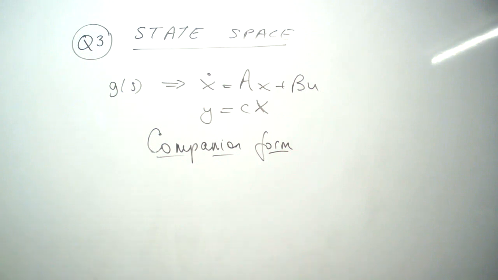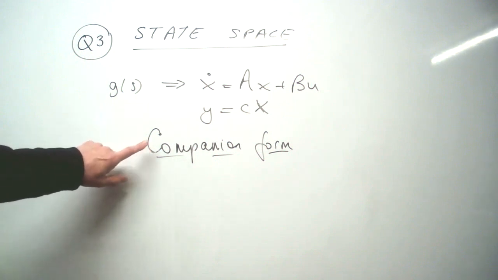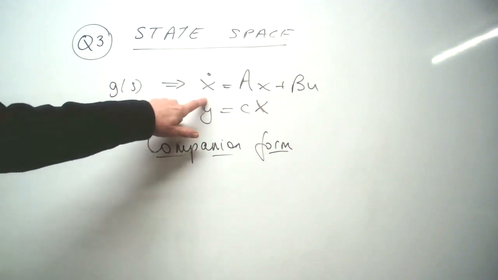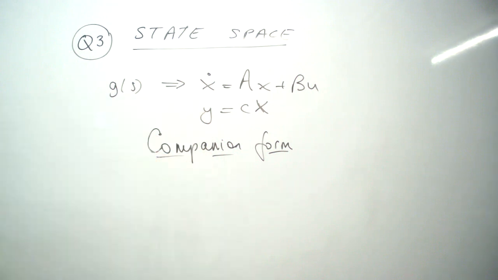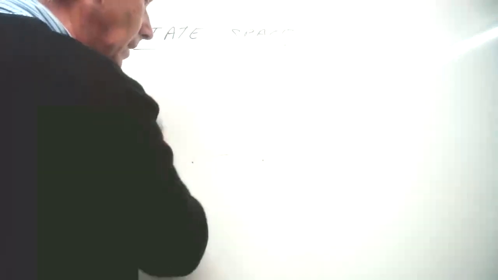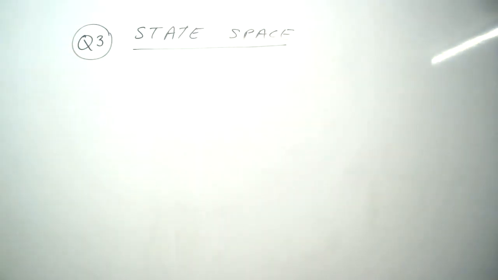So we're not going to quite do it in the order we've got, but the first thing we can look at is this bit on companion form, because this is quite easy. It's converting a transfer function into state space equations in companion form, and I'll show you how to do that next. So we'll do 2 or 3 examples on this.